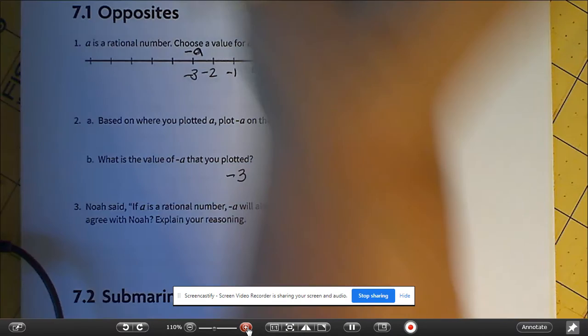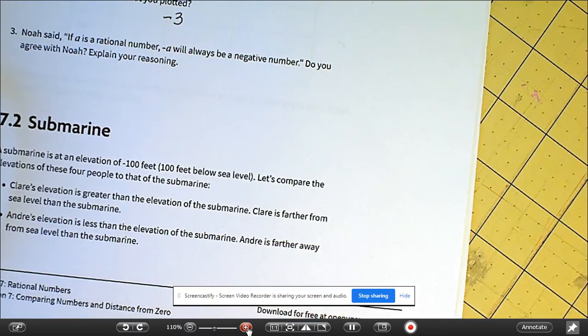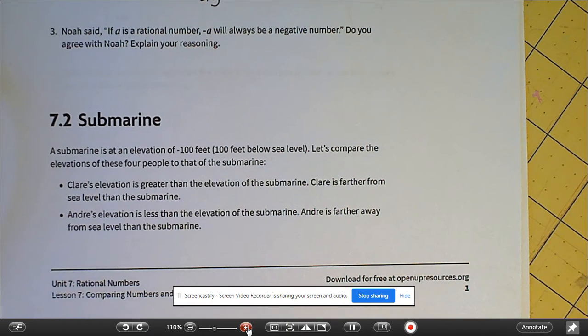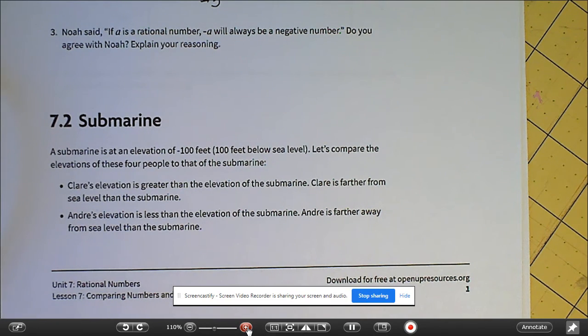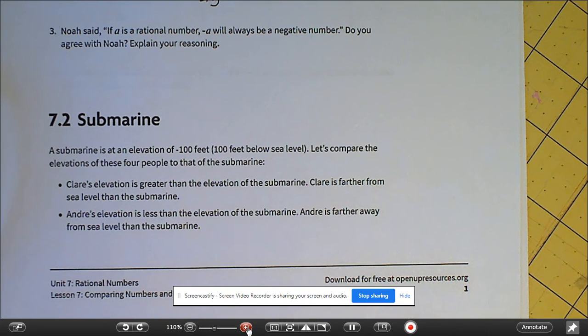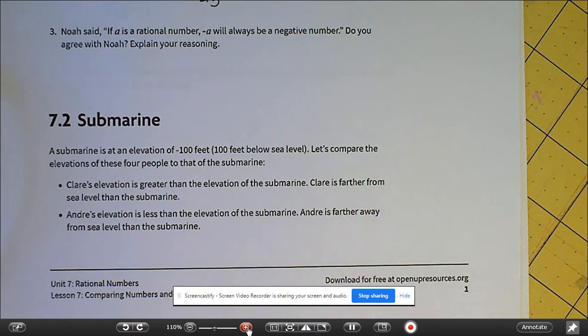Noah says if A is a rational number, negative A will always be a negative number. Do you agree with Noah? And explain your reasoning. So rational numbers, remember, are all the numbers. They're decimals, they're fractions, they're positives, they're negatives. The only thing they're not are those kind of crazy numbers like pi. So he is actually incorrect. If A is a negative number, then negative A will be its opposite, which will be positive.